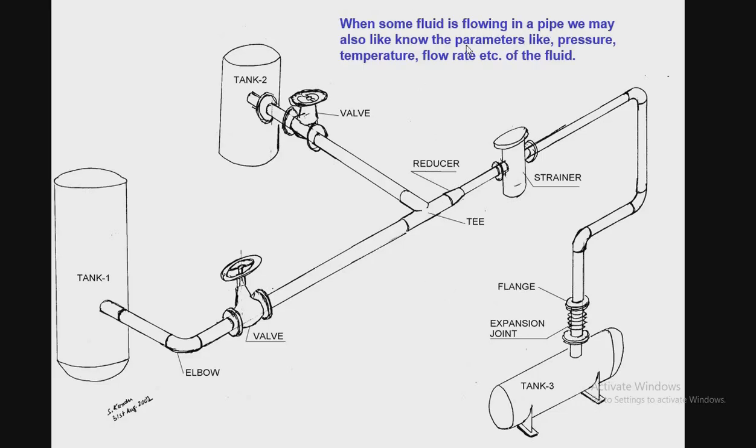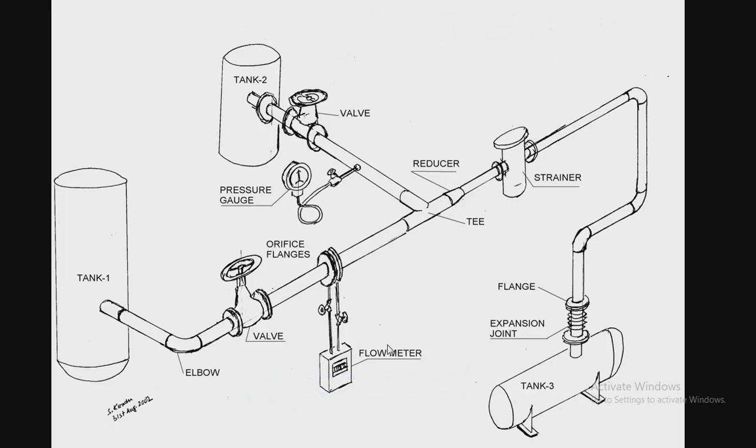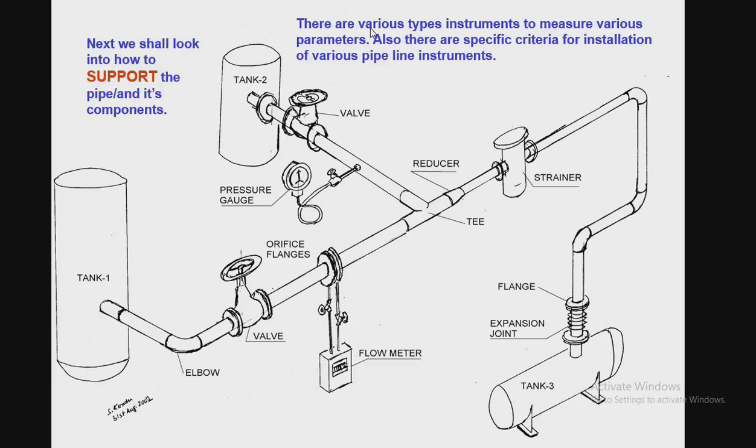When some fluid is flowing in a pipe, we may also like to know the parameters like pressure, temperature, flow rate of the fluid. To know this information, we need to install instruments in the pipeline. Instrument like flow meter, pressure gauge, there are various types of instrumentation to measure various parameters. Also, there are specific criteria for installation of various pipeline instruments. Next, we shall look into how to support the pipe and its component.